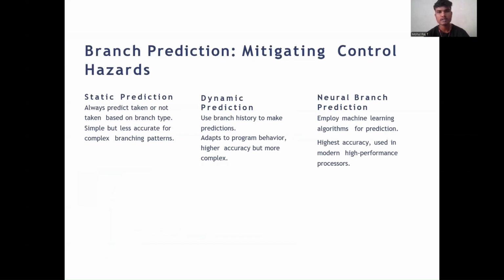Branch prediction and mitigating control hazards. The branch prediction techniques that can handle control hazards are static prediction, dynamic prediction, and neural branch prediction. Static prediction always predicts a taken or not-taken branch type, dynamic prediction uses history to make predictions, and neural branch prediction employs machine learning algorithms. Neural branch prediction offers high accuracy in modern high-performance processors.